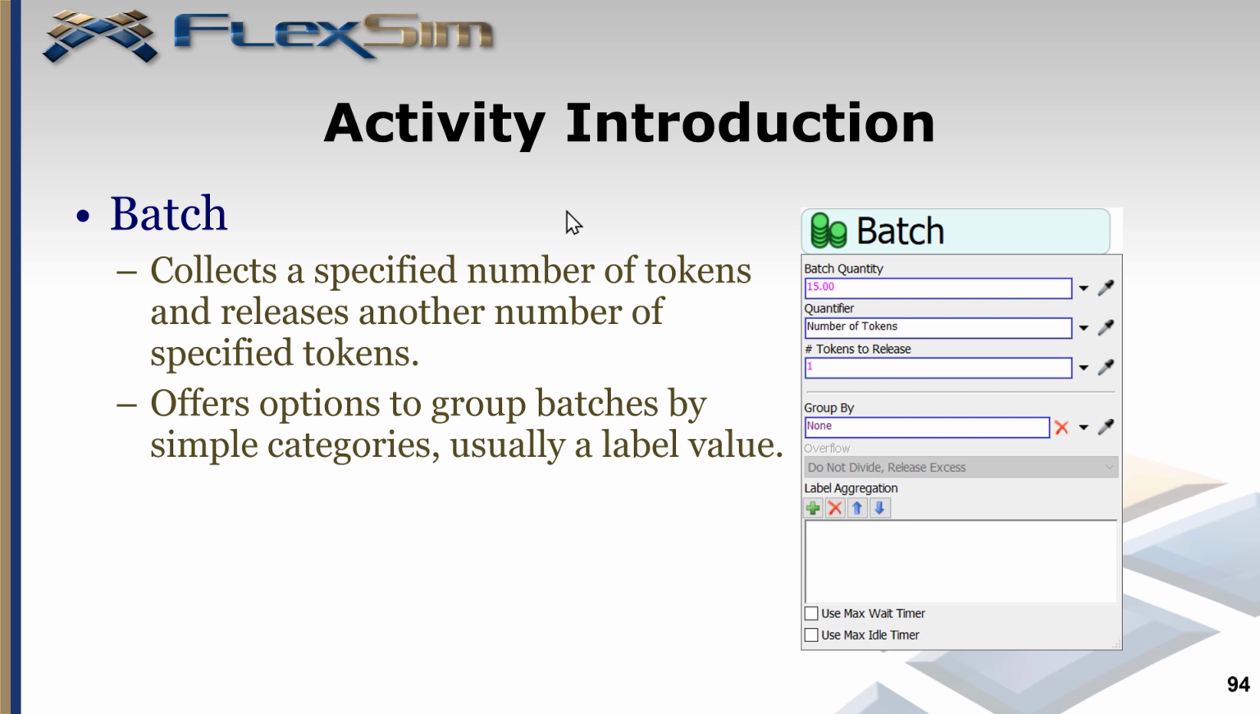Generally speaking, the batch activity collects a specified number of incoming tokens, sorting them into separate batching groups if need be, and then releasing another specified number of tokens. Sometimes the number of tokens released is the same as the number of tokens collected, sometimes it is less, and sometimes it can even be more than the number collected. Well, to better understand this batch activity, let's play around with it a little bit in the software itself.